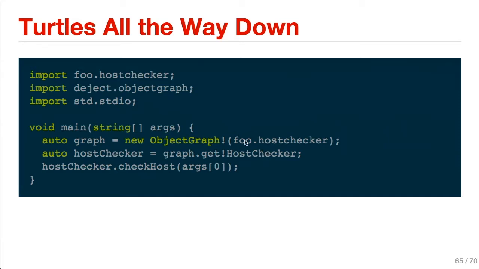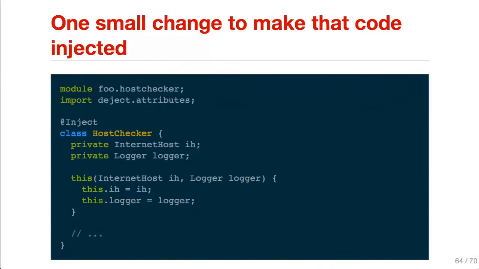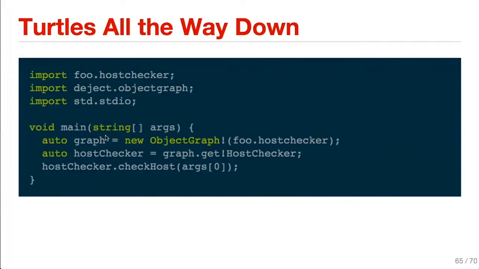Yeah. So due to precedence issues, you do need to put parentheses around the name of a module if there's a dot in it. So I'm basically saying I want an object graph. Look at all of the classes in the module foo.hostChecker. In this case, it's going to have the one class I've shown here. And this is going to, at compile time, generate this object graph and stash away all the implementations.